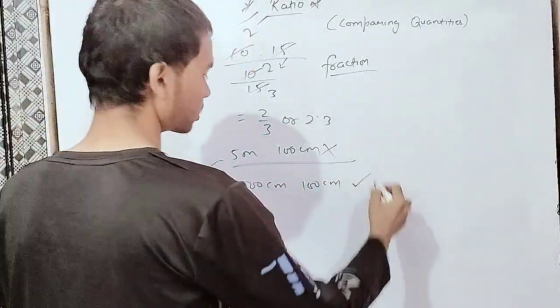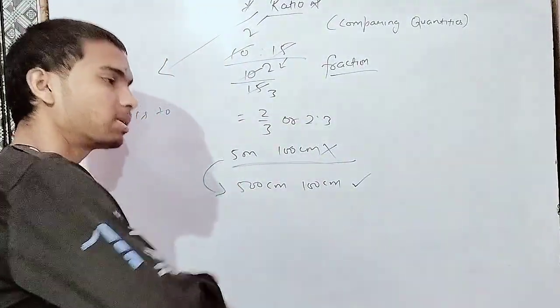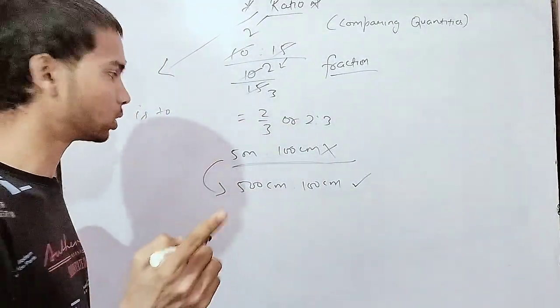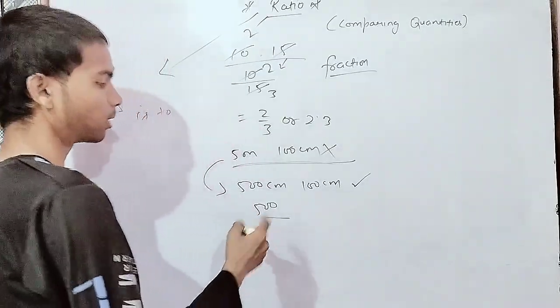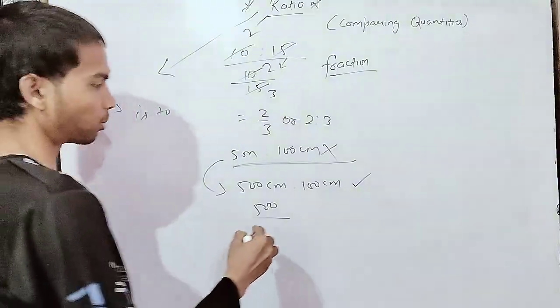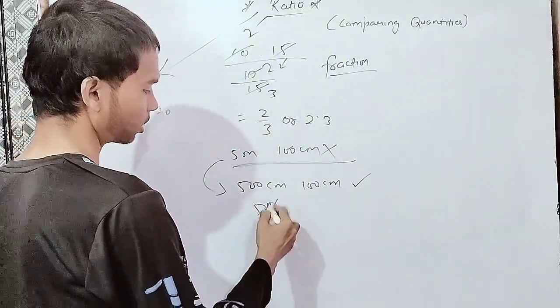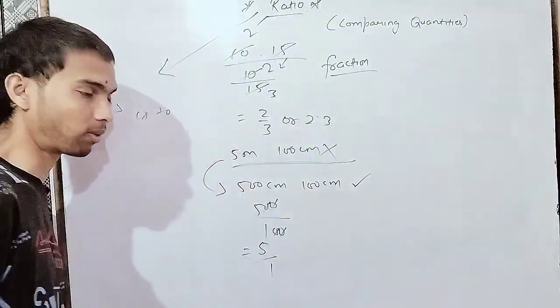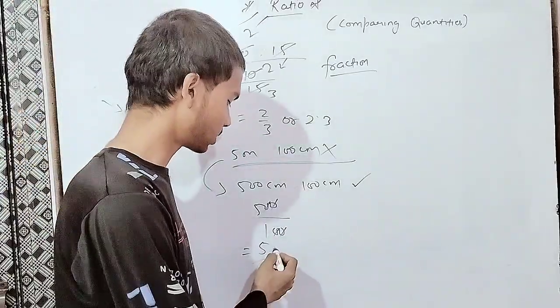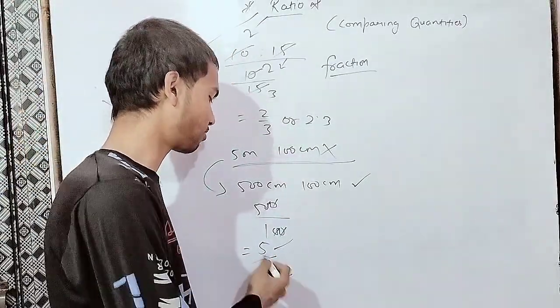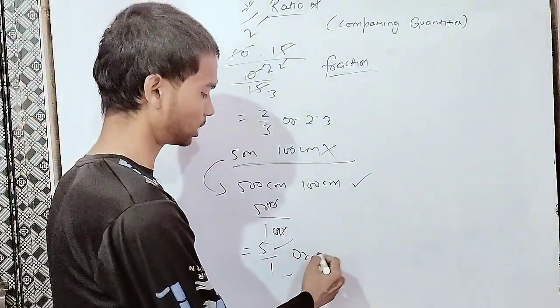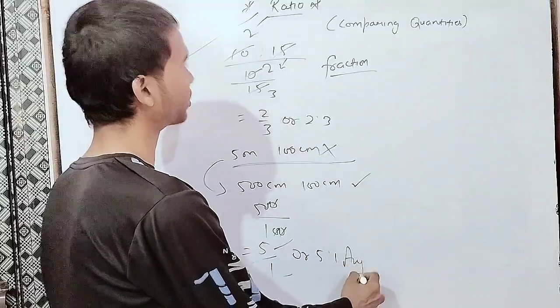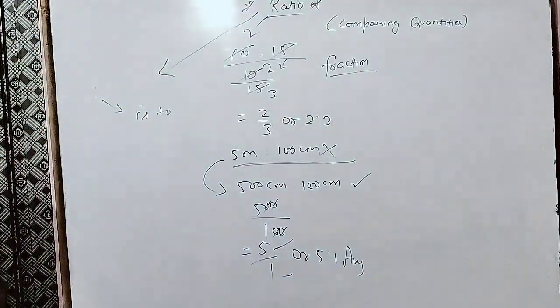Okay, and it can be simplified. You know that it is also written as numerator upon denominator. After simplifying it, we have what? 5 upon 1. The meaning of this is 5 times, this is 1 times. And it is written 5 is to 1. You can say 5 is to 1.